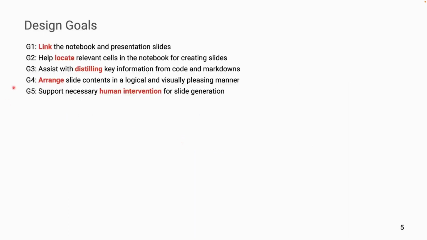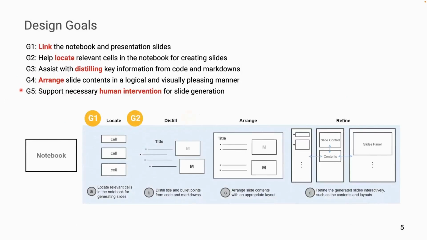To develop Slide4N, we distilled 5 design goals from the literature. The mapping of these goals to the pipeline is marked on the slide. As shown in the pipeline, Slide4N assists a user to locate relevant cells for creating a slide, distill key information to generate useful titles and bullet points, and then arrange them with a suitable layout. The tool also supports further refinement of the generated slides. Next, let's see the user interface of Slide4N.